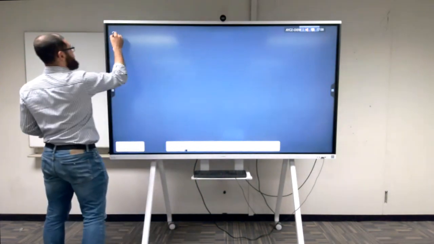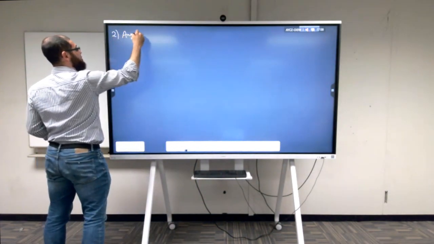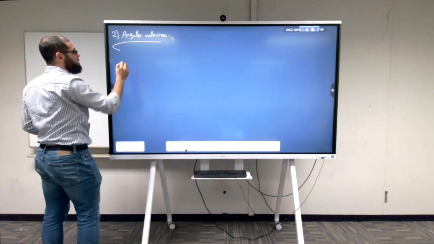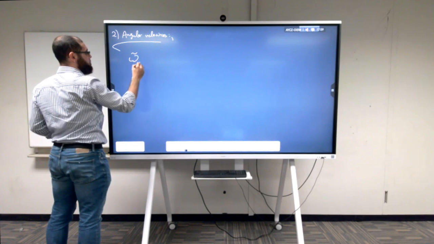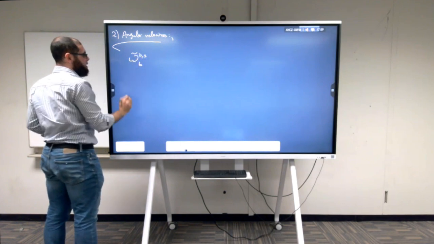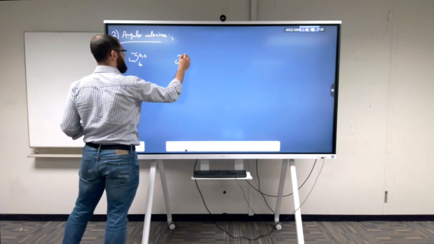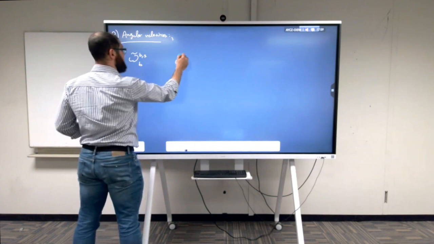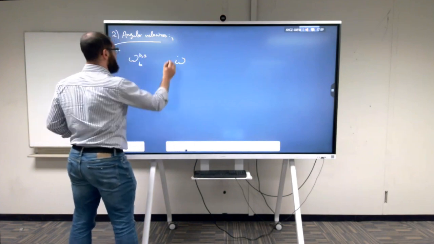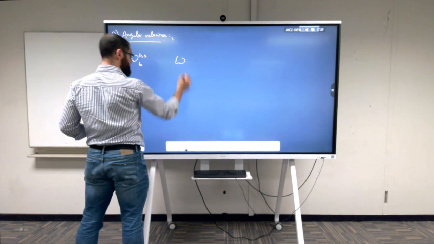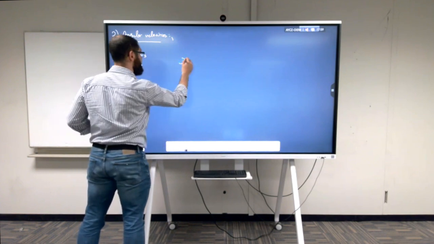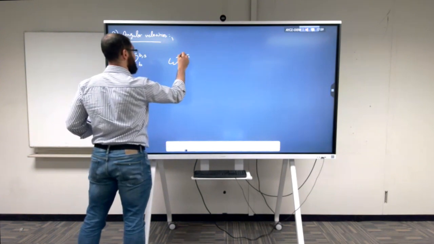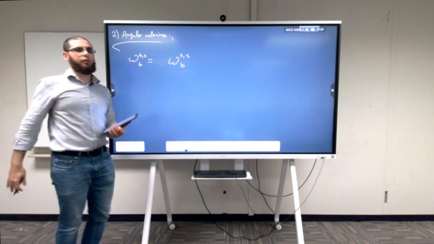If you look at angular velocities only, we said that the angular velocity omega of B with respect to S expressed in B, and omega of B with respect to S expressed in S. Just off the top of your head.